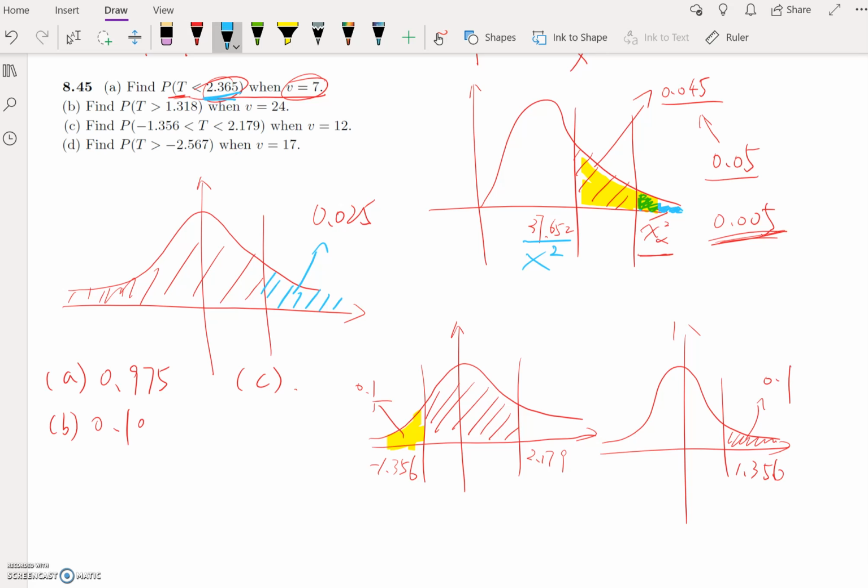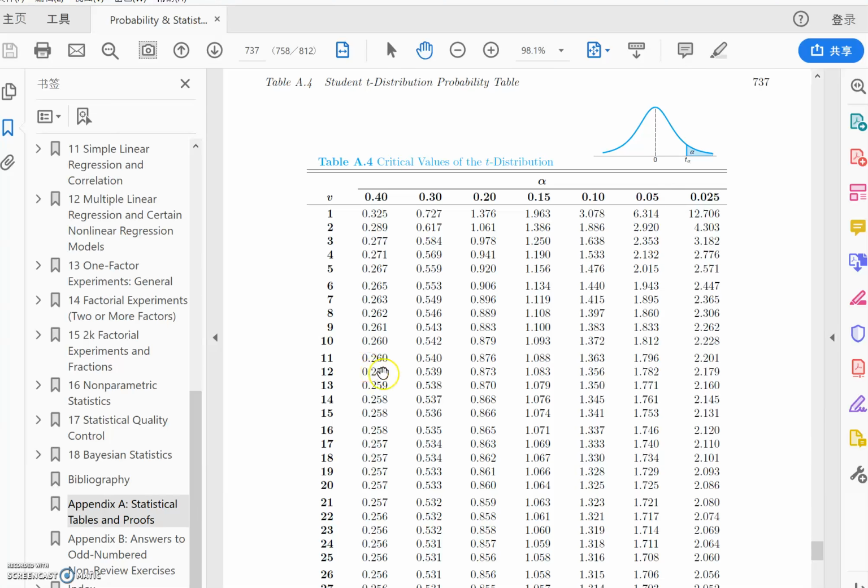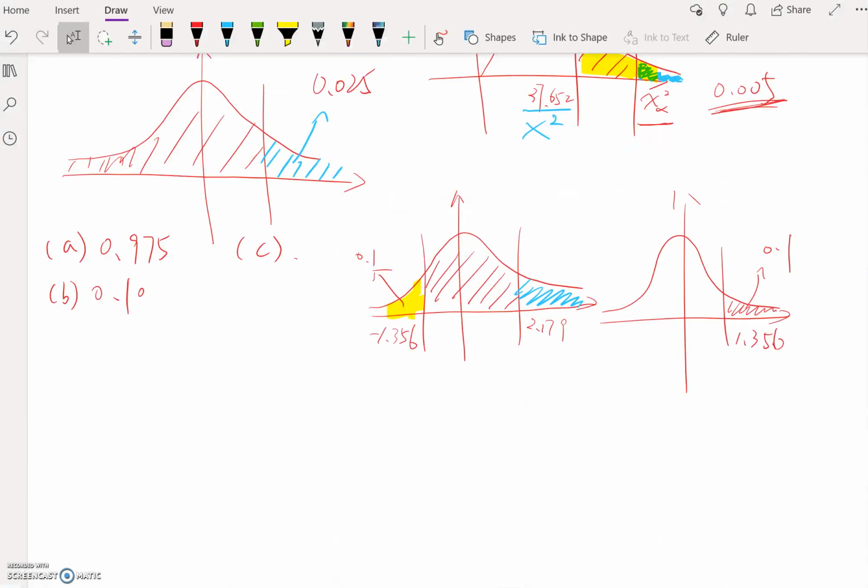Now we just need to find the blue part. So 12 degrees of freedom, 2.179, so it's 0.025. Here, the blue part is 0.025. So for this problem, we just need to use 1 minus 0.1 minus 0.025. We can get the value we want. It's 0.875.